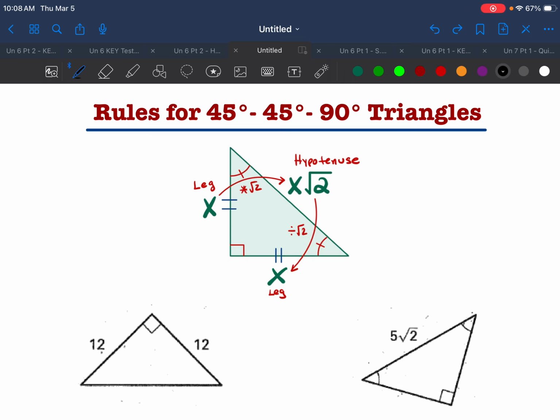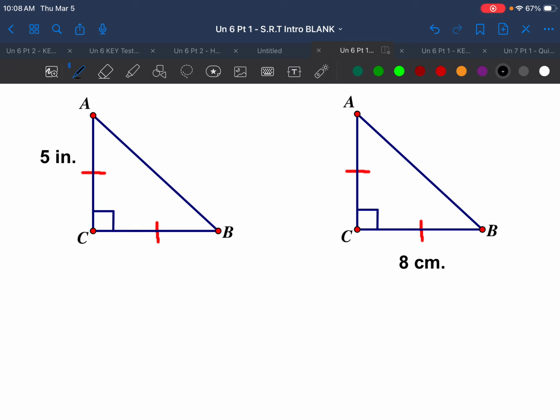Okay, so just to give you a little background idea on this, let's take a look at these two isosceles right triangles. On the left, one of the legs is 5, which means automatically the other leg is 5, and then the same thing on the right. Since one leg is 8, the other leg is 8.